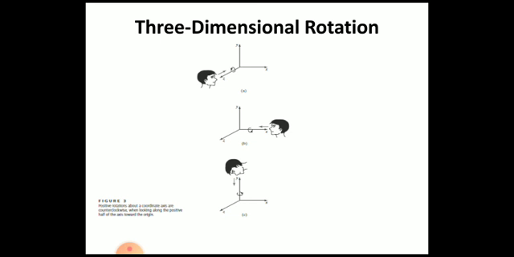When we were dealing with rotation in a two-dimensional coordinate system, the rotation would always happen with respect to the third dimension, which was not present in a two-dimensional coordinate system, that is z.